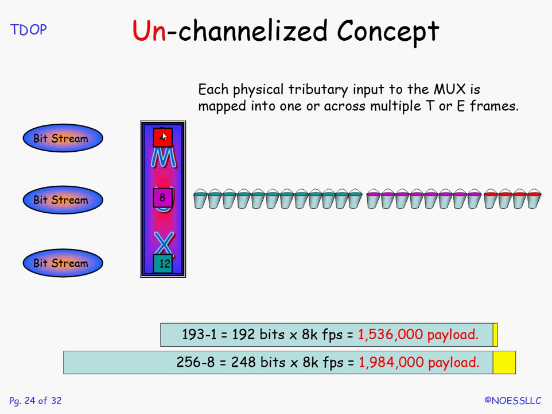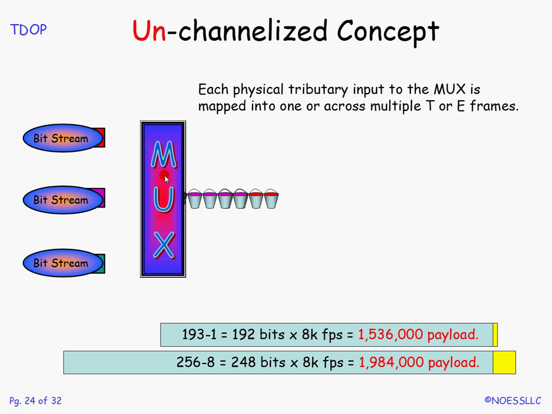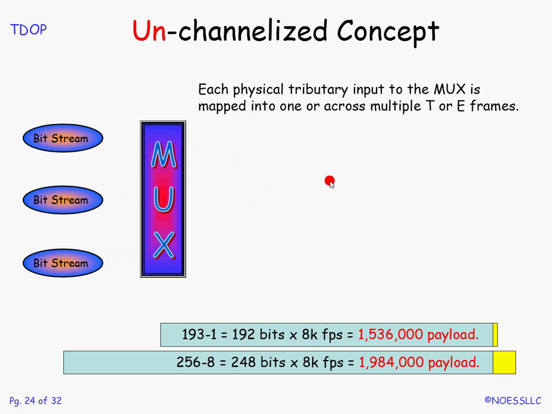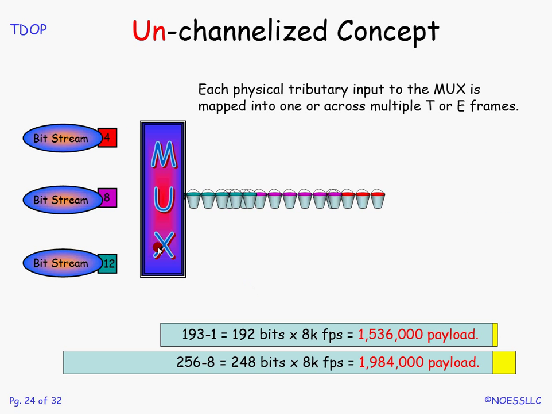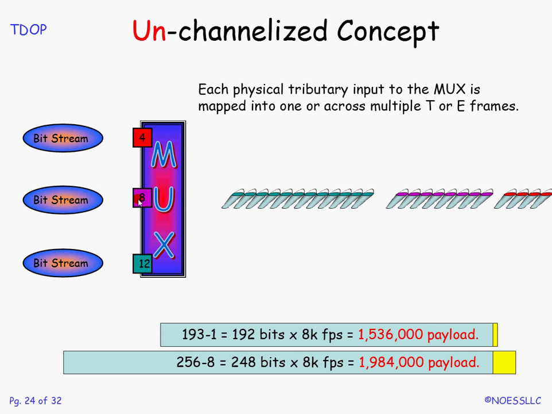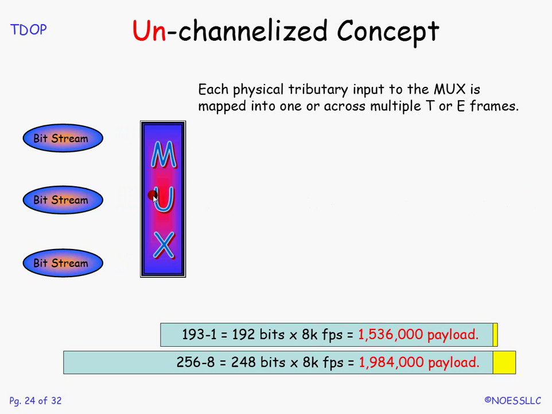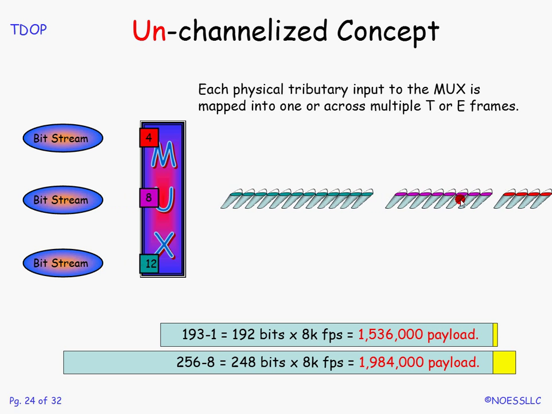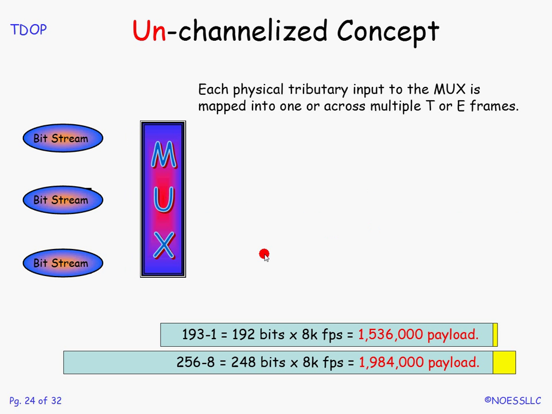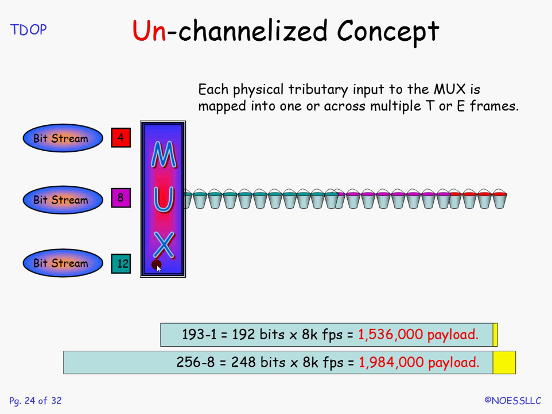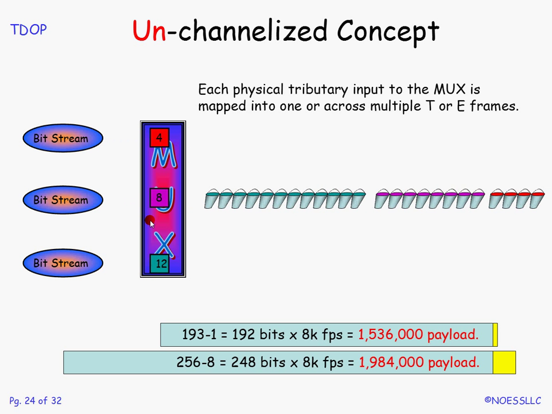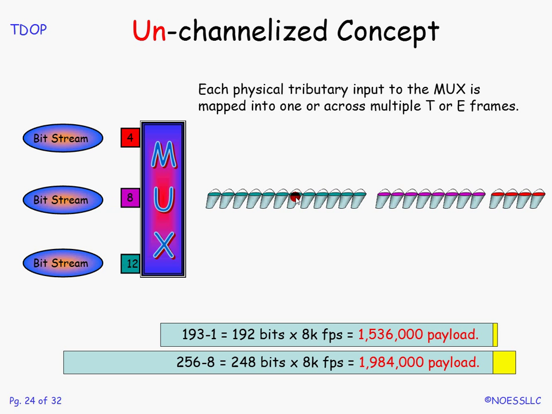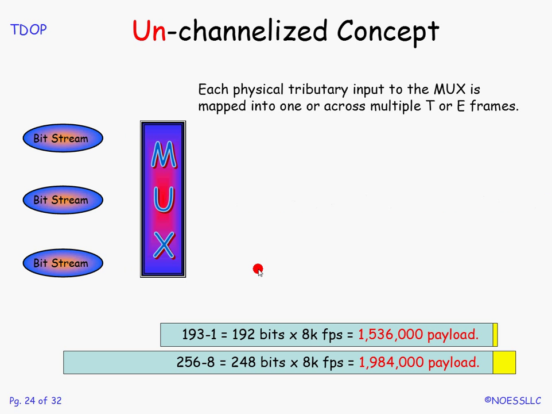So I'm showing you 4 bits coming in here. The multiplexer is going to assign 4 bits to that input. The next one says I need to have 8 bits sent out on the shared facility, so in time, it's going to put 8 bits right behind the 4. Right there. And then finally, a 12-bit chunk comes in here, and the mux says, okay, I'm going to stick you on the end of the train. 12, 12, 12.